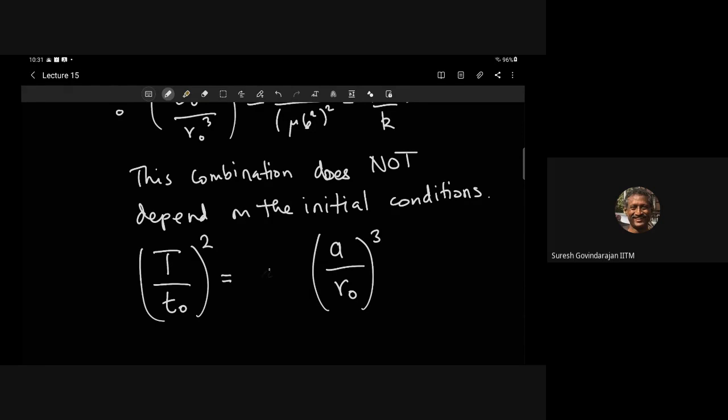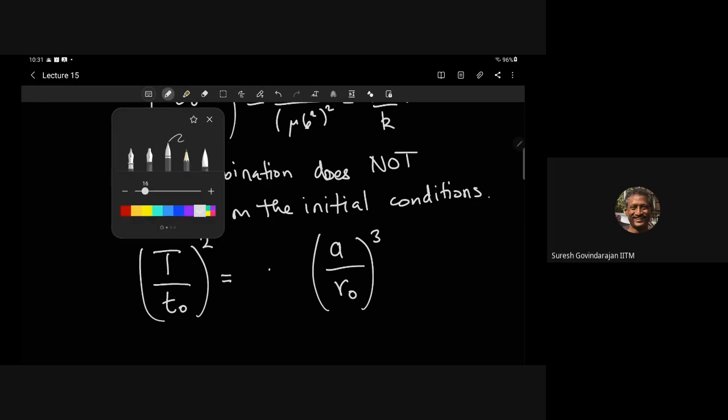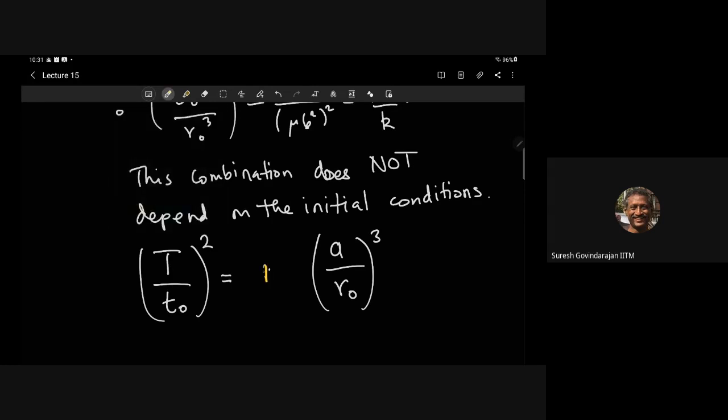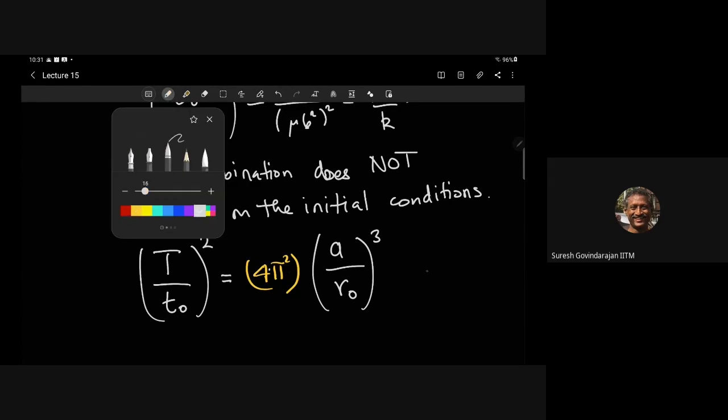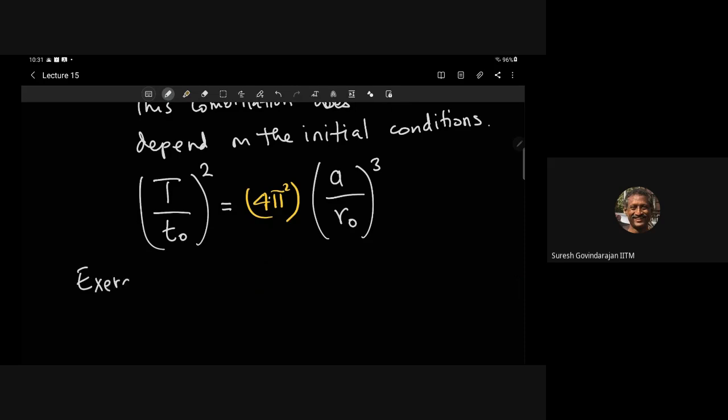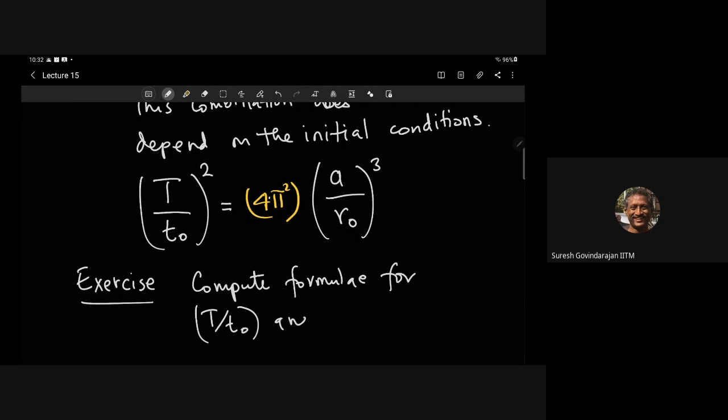And if you work out the constant, the answer is true. But what I'm trying to say here is that this is 4 pi square, not 4 pi whole square, but 4 pi square. Okay, so exercise. Closed orbits, that means elliptic orbits, elliptic or circular.